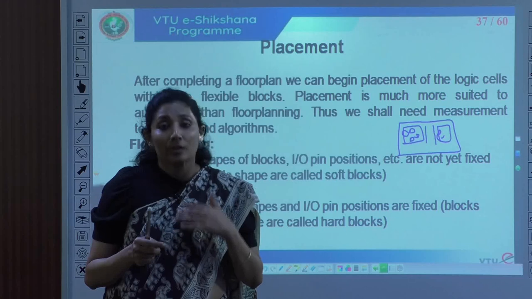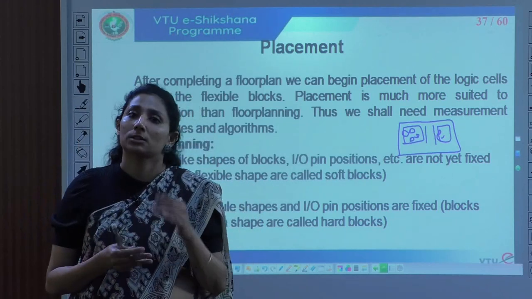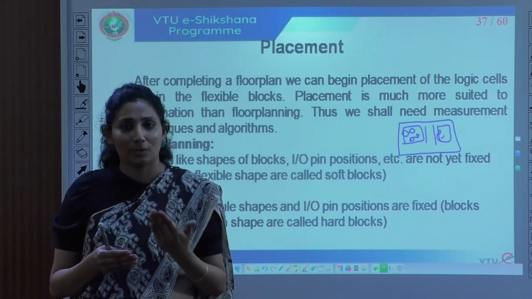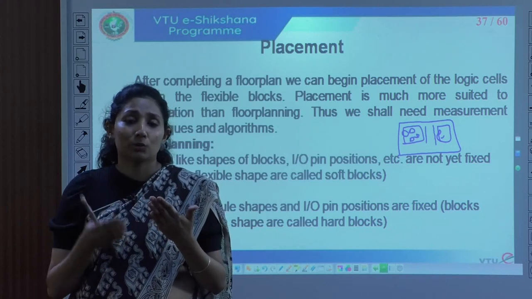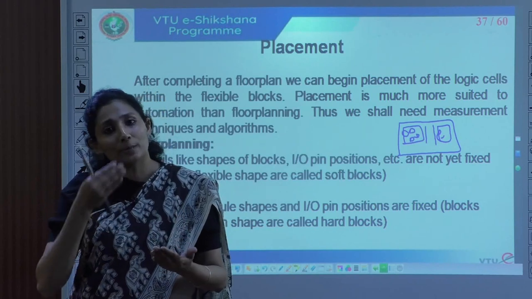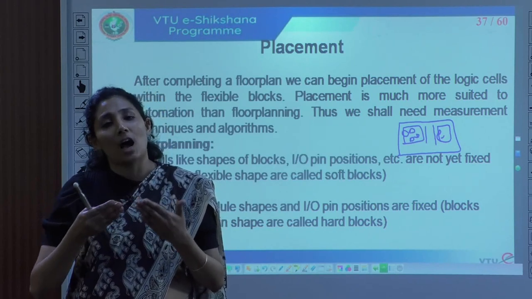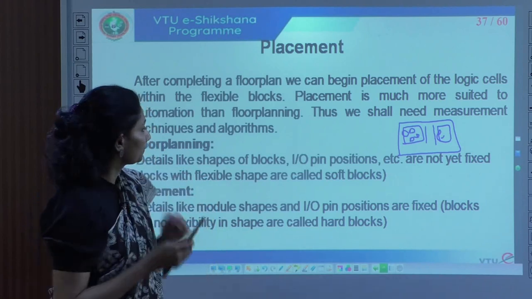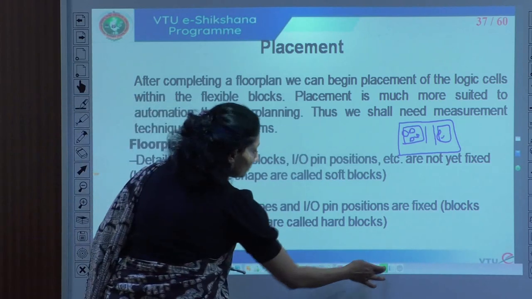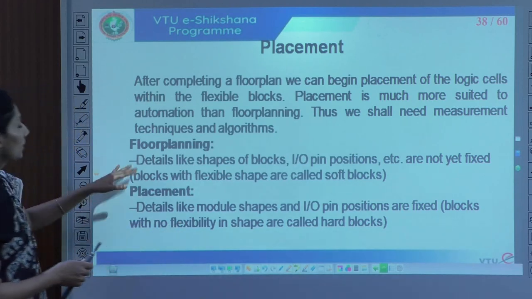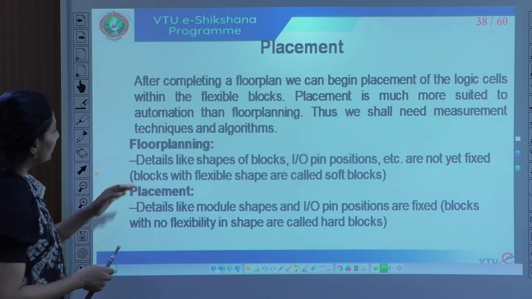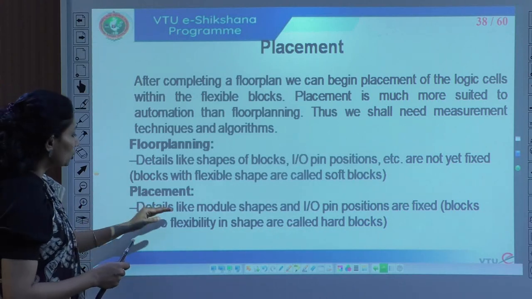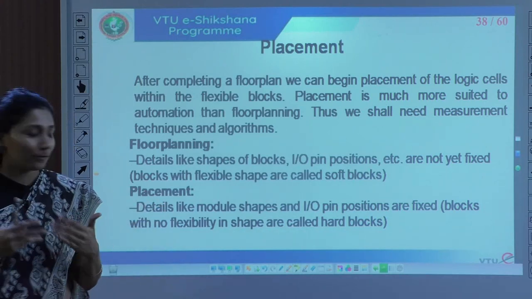So rather I can say the placement of flexible blocks is called floor planning, and placement of fixed blocks is called actual placement, because when it comes to placement, the shape, which was so far flexible, will be converted into fixed at the stage of placement. During floor planning, to differentiate once again, details like shape of the block, IO pin position, etc. will not be known. But when it comes to placement, the shapes, IO pin positioning, everything will be known.